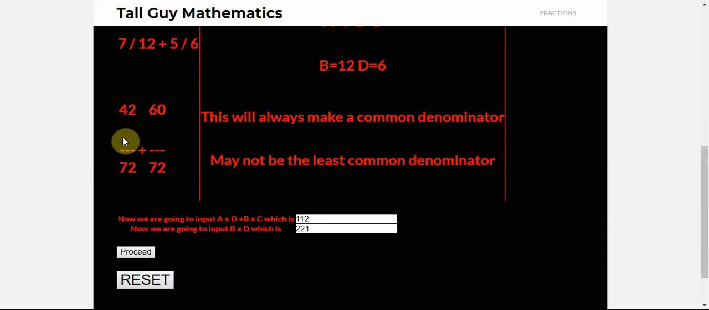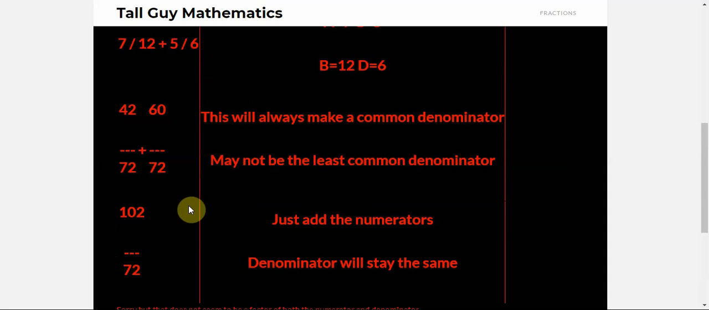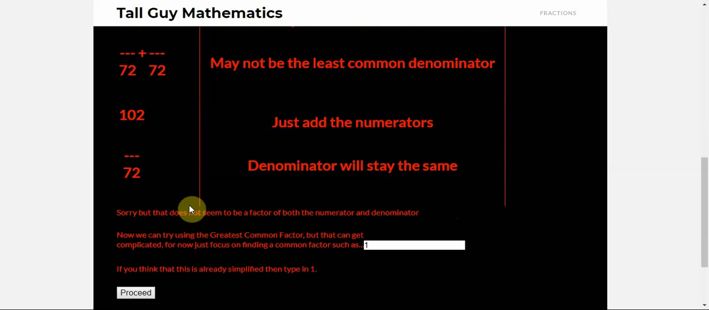So in our previous one, we added both the numerators, and we're going to do that again. So 42 and 60 gives us 102, and the denominator stays exactly the same. Okay, so we just added everything. We scroll on down, and we need to find common factors. Now, 2 can go into both of these because it's even.